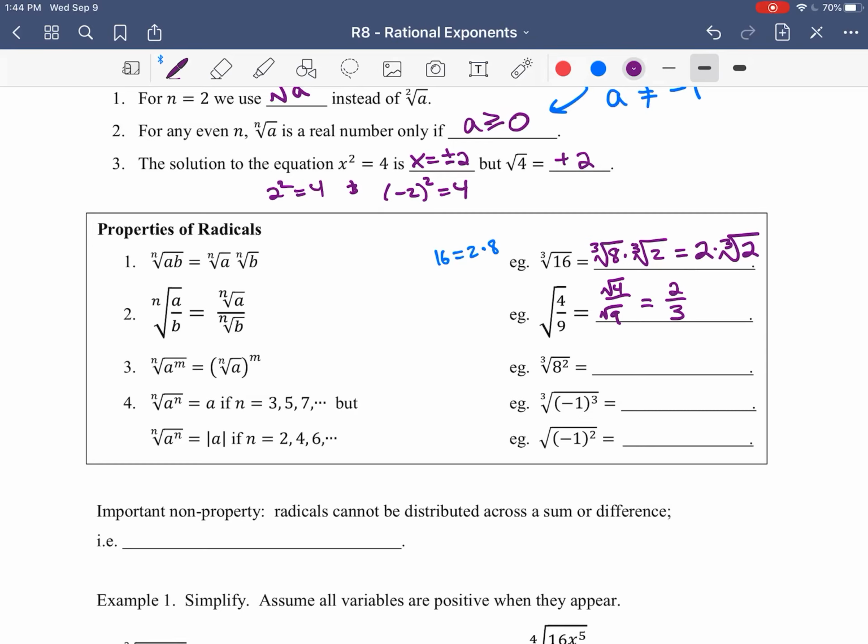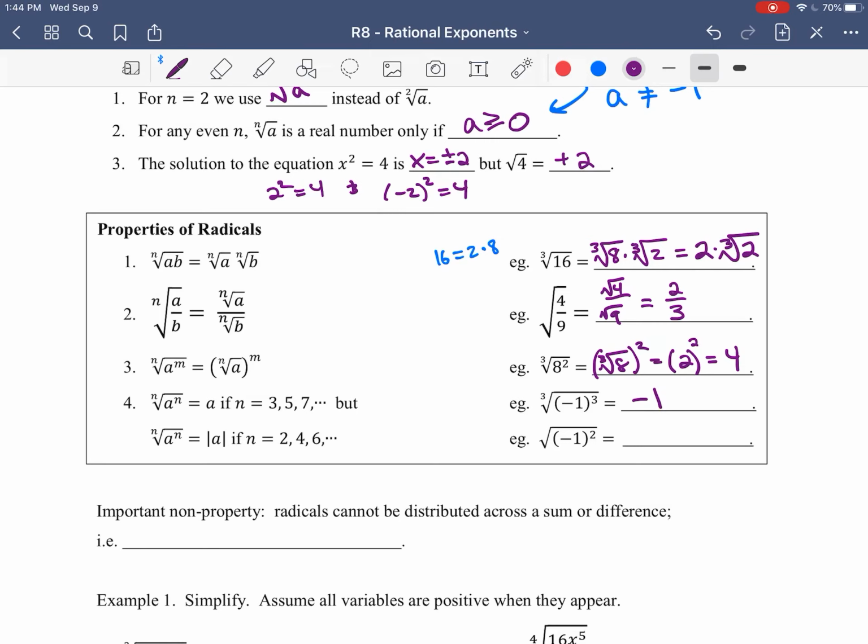For the cube root of 8 squared, 8 squared is 64. I might not know the cube root of that. So I could just switch the order and do the cube root of 8, all squared. Then I know the cube root of 8 is 2, so 2 squared is 4. And it turns out that 4 is the cube root of 64. Now if I want the cube root of negative 1 cubed, because the power is 3, this is just going to be negative 1.